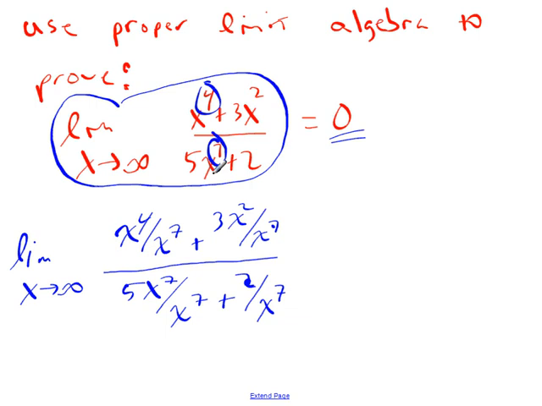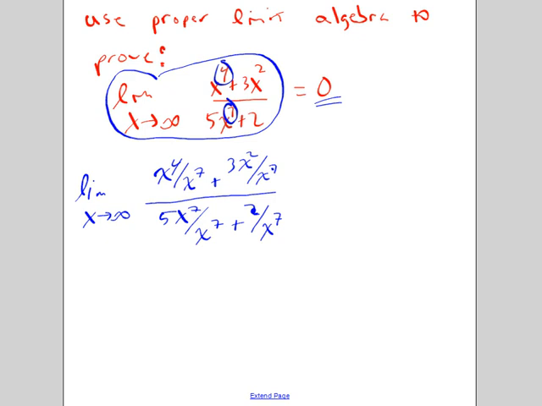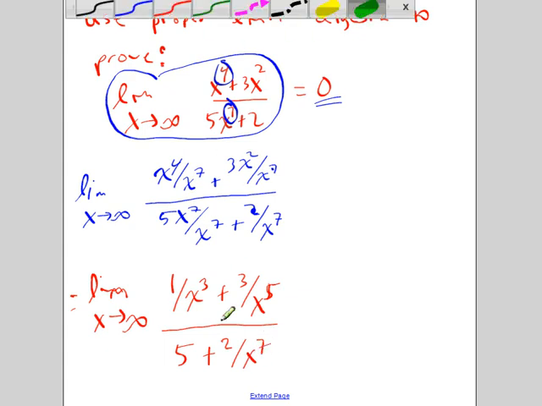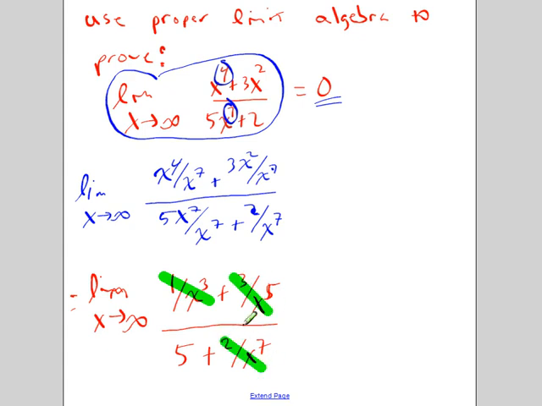So when we simplify this, we get the limit as x approaches infinity of 1 over x cubed, that's this, plus 3 over x to the fifth over 5 plus 2 over x to the seventh. And as x gets huge, as it approaches infinity, this and this will all go to 0. And so what we're left with is 0 over 5, which equals 0.